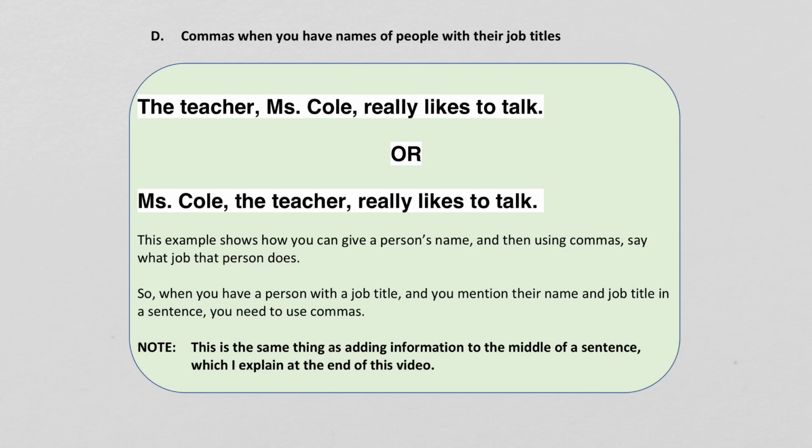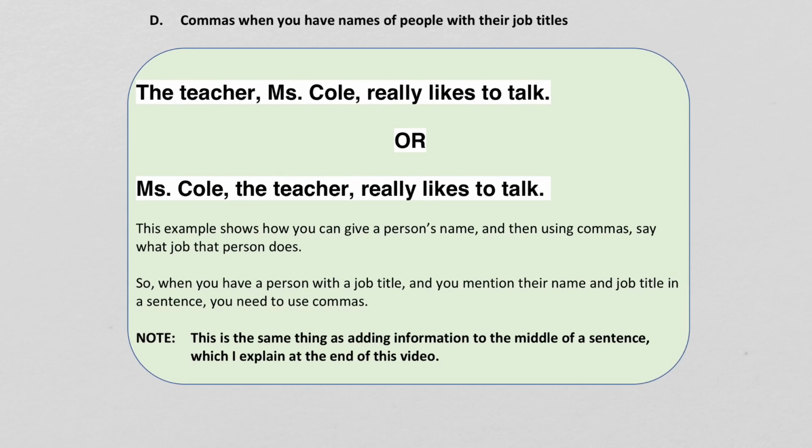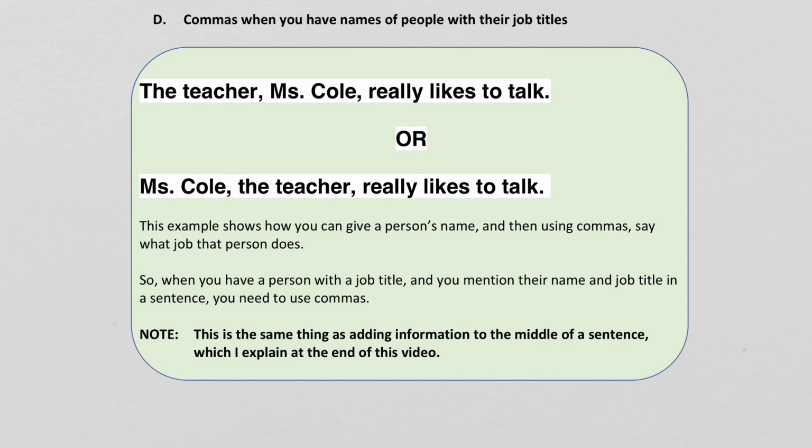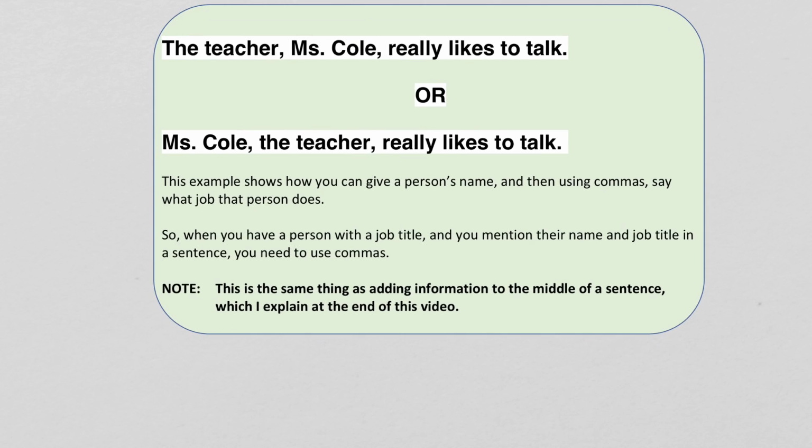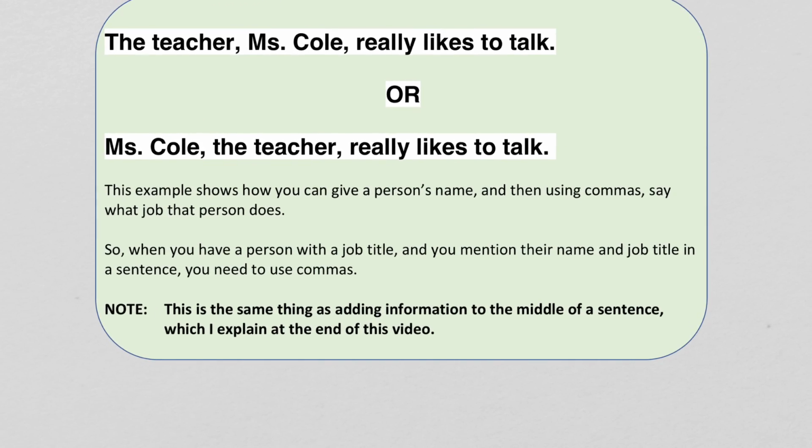All right, commas when you have names of people with their job titles. The teacher, Ms. Cole, really likes to talk. That's true, I do. Or, Ms. Cole, the teacher, really likes to talk. This example shows how you can give a person's name and then using commas say what job that person does.